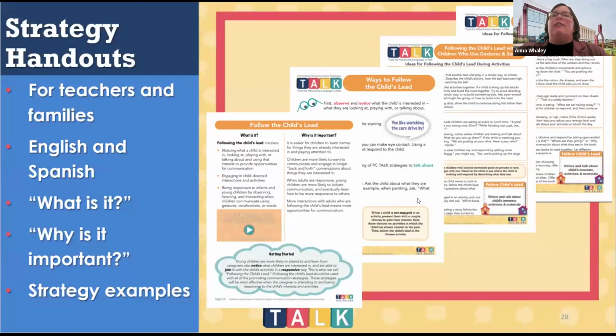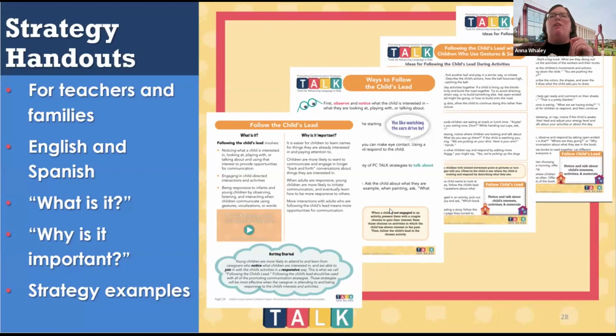For the strategy handouts, it says what the strategy is. It defines it, tells you why it's important, and then gives you examples of how to do it. It gives you examples of using it with children who use gestures and sounds, as well as with children who use words. Also, there's a link to a video that is an in-depth explanation of the strategy. So not the example that I just showed you, but a 2-minute video of following the child's lead, and he'll give you various examples and explain.